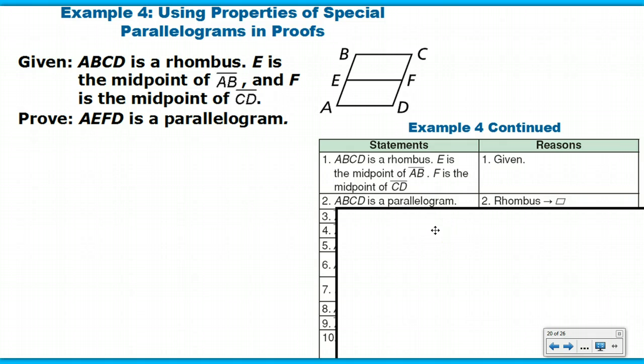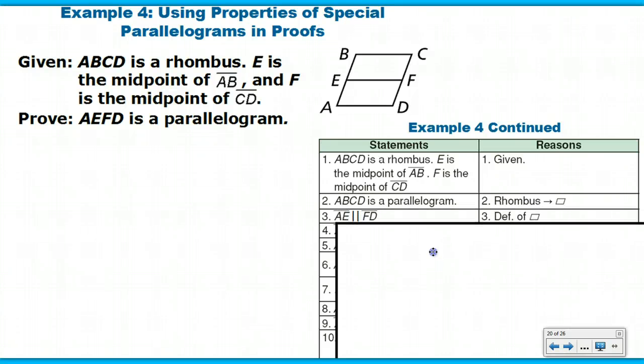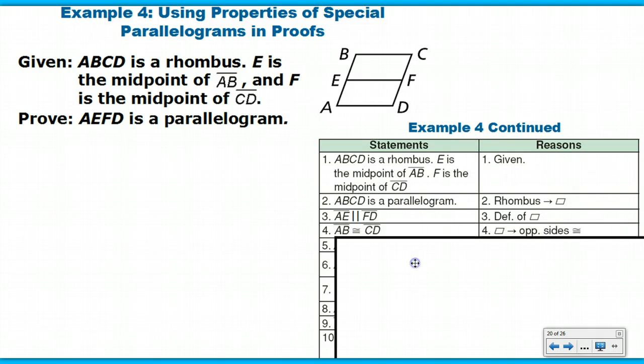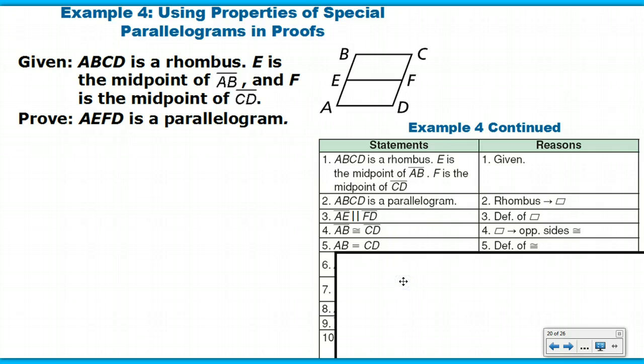So we can say that AE is parallel to FD. That's our definition of a parallelogram. AE and FD. Good. And so now what can we say next? We can say that AB is congruent to CD, and that is because a parallelogram has opposite sides that are congruent, right? What can we say next? About AB is equal to CD. That's our definition of congruency.